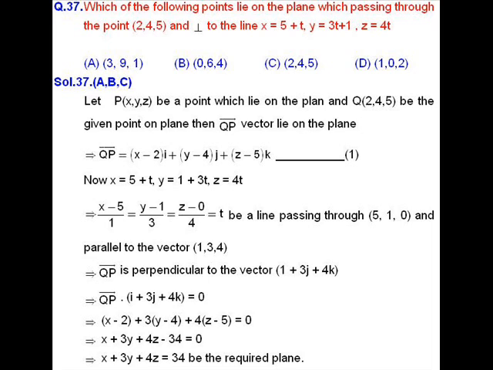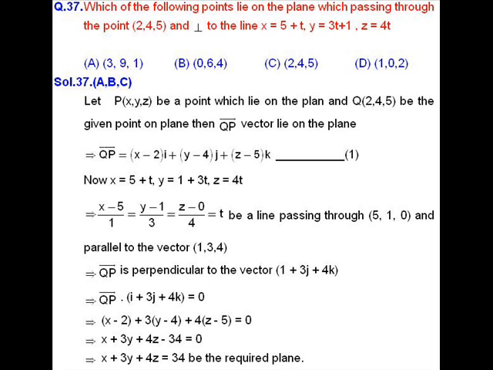That is, the vector QP must lie on the plane, and that vector QP is given by position vector of P minus position vector of Q, that is (x minus 2)i plus (y minus 4)j plus (z minus 5)k.